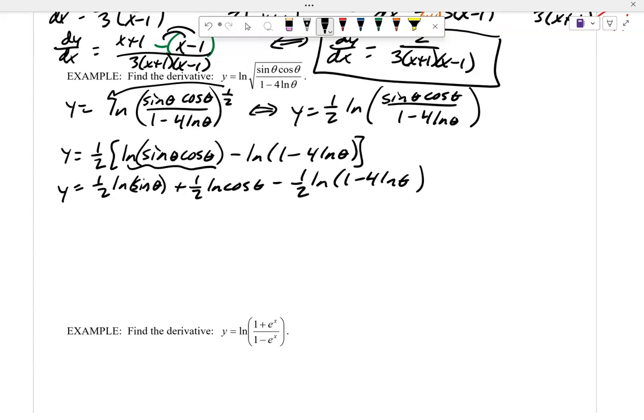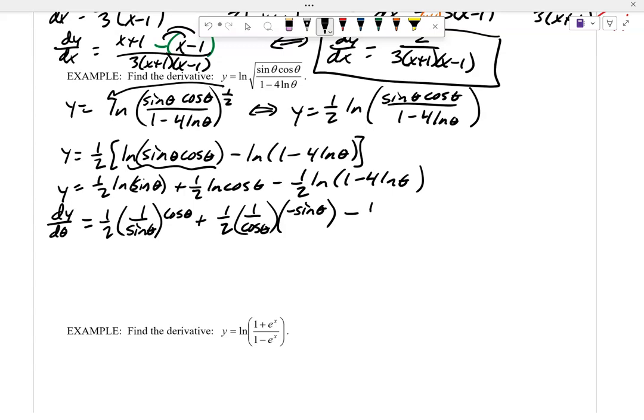Okay. And now we're going to take that derivative. So dy, in this case it's d theta, all right? It's not an x over there. It's 1/2, take the derivative of the natural log, that's 1 over that, and then times the derivative of the sine, which is cosine, plus 1/2 derivative of the natural log is 1 over that cosine, and then derivative of cosine is negative sine, and then minus 1/2 derivative of the natural log is 1 over that, and then times the derivative of 1 minus 4 ln of theta, which is 0 minus 4 plus your derivative of the natural log is 1 over theta.